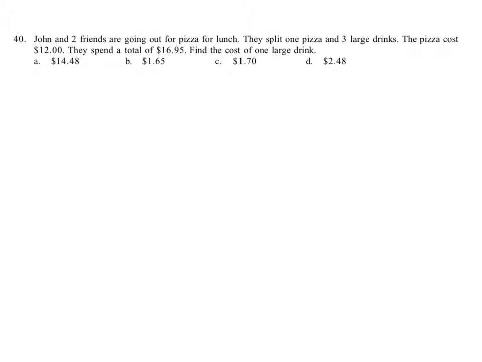Okay. John and two friends are going out for pizza for lunch. They split one pizza and order 3 drinks. The pizza comes to $12. They spend a total of $16.95. Find the cost of one large drink.